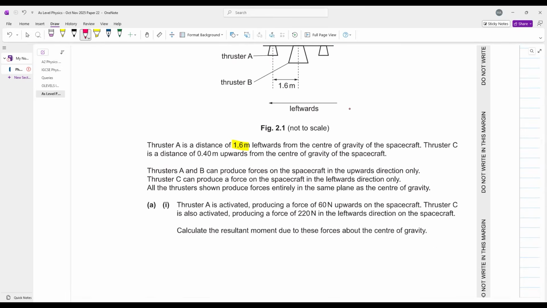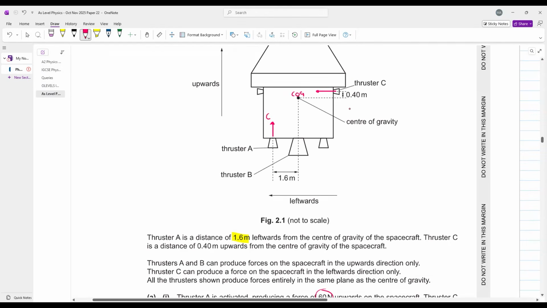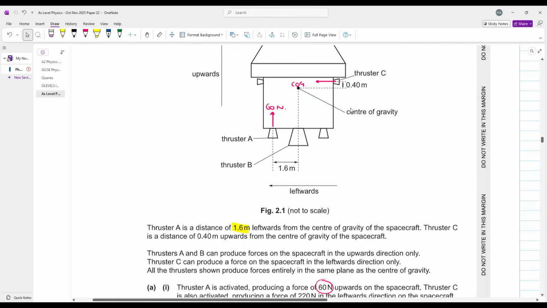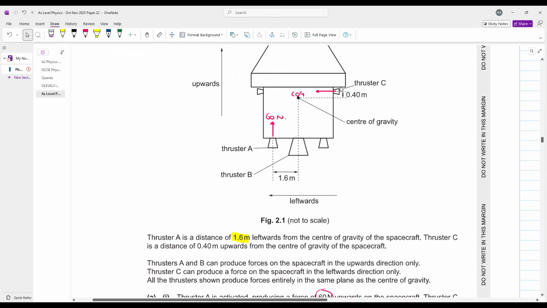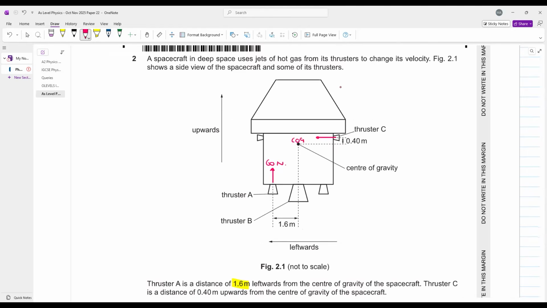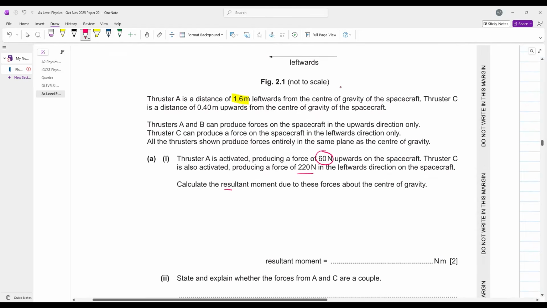All the thrusters shown produce forces entirely in the same plane as the center of gravity. Thruster A is activated, producing a force of 60 Newton upwards. Acha ji, you have a force of 60 Newton upward. Perfect. And thruster C is also activated, producing a force of 220 Newton to the left side. Calculate the resultant moment due to these forces about the center of gravity.